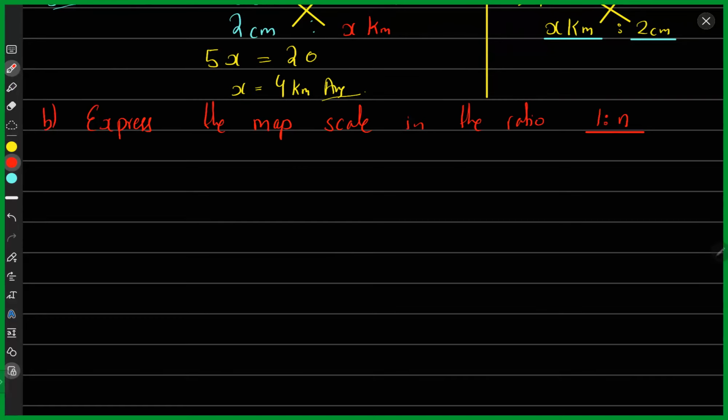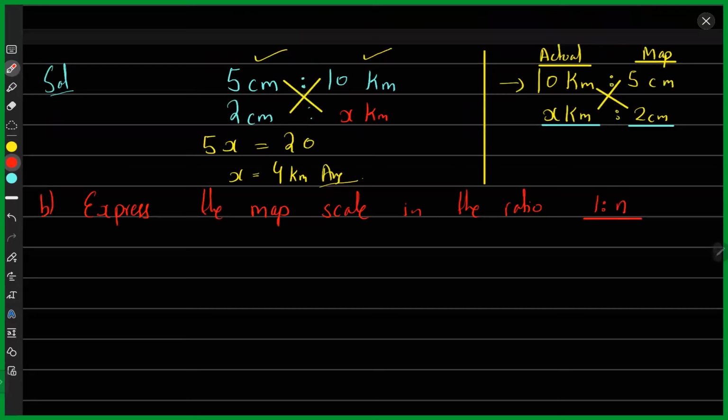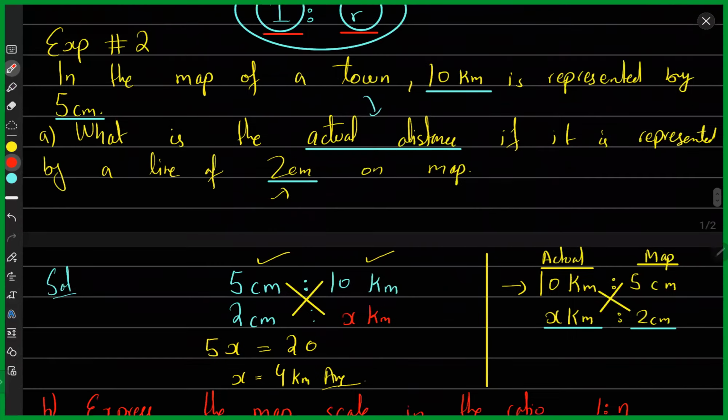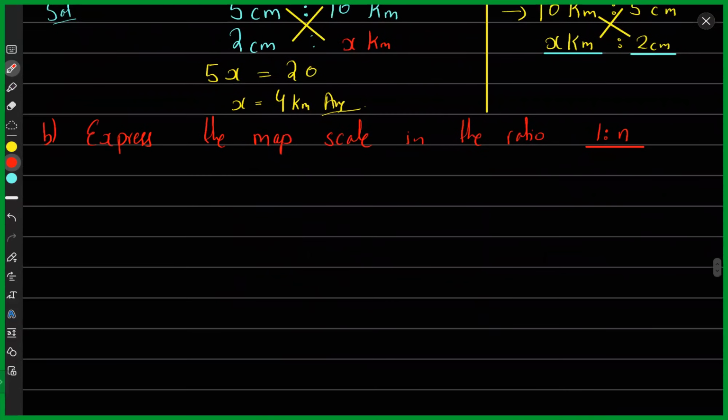What was our scale? Our scale was 5 centimeters to 10 kilometers. Our scale was 5 centimeters ratio 10 kilometers, but they want you to write it down this way. And how can we do that? By simply cancelling out 5 and 10. But I cannot cancel out 5 and 10 directly when I can see that my units are different. Otherwise, if units are different, that does not matter.